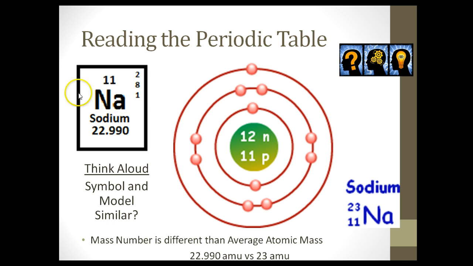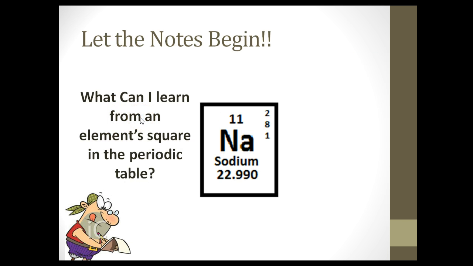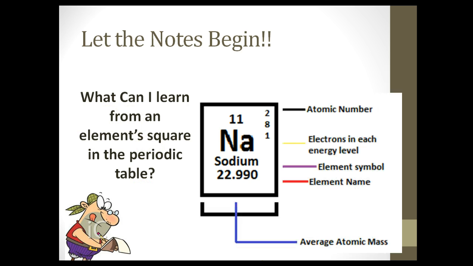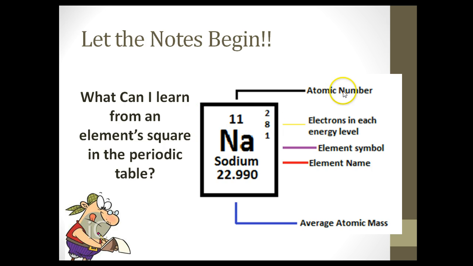So there are some correlations between the symbols and the Bohr model that I think are important to be able to see and recreate for yourself. So, in general, what can we learn about the element's square in the periodic table? A lot. But we can also see this diagram. So we have atomic number, electrons in the energy level, the element symbol or chemical symbol, the element name, and the average atomic mass, which are typical things you'll see on the periodic table. Usually, even the bare bones periodic tables at least have the atomic number and the average atomic mass, and the symbols, obviously.